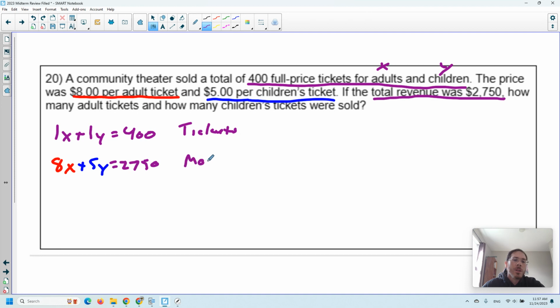So this is the money equation. A lot of times with these ones, those are the two types of equations you want to get. You want to get a something equation and a money equation. So I've got a ticket equation and a money equation. How many adult tickets and how many children's tickets were sold?